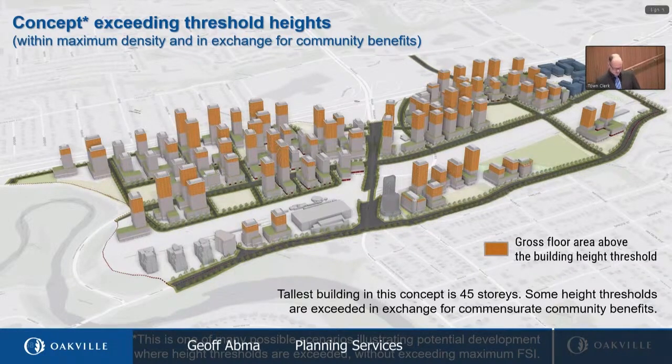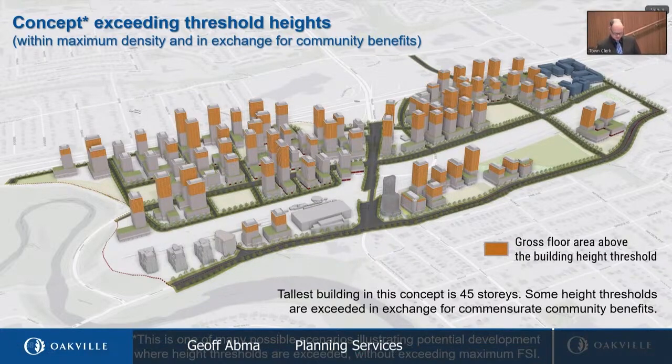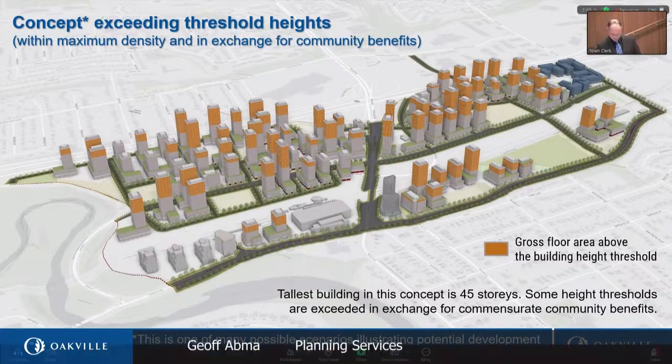The total GFA that is attributed to the orange areas would be granted only on the condition that commensurate community benefits in cash or in kind are provided. And again, we've talked about what these community benefits could include. But the actual community benefit will be determined through the development permit approval process. And I'm sure we've generated even more questions that we'd be happy to answer at this point.